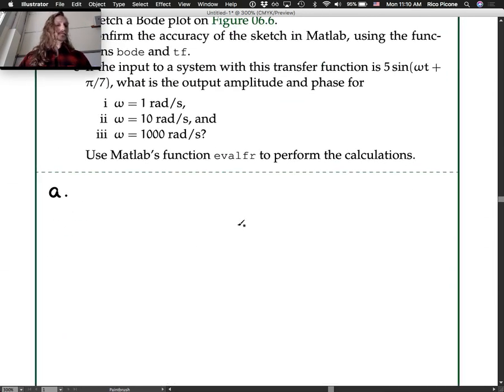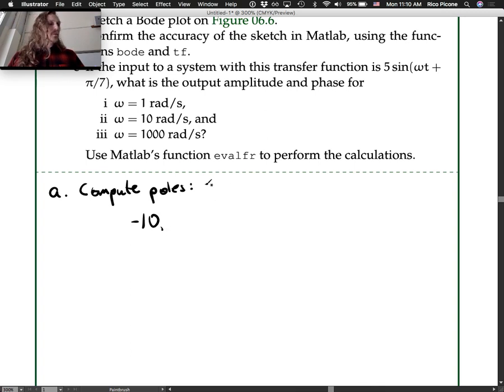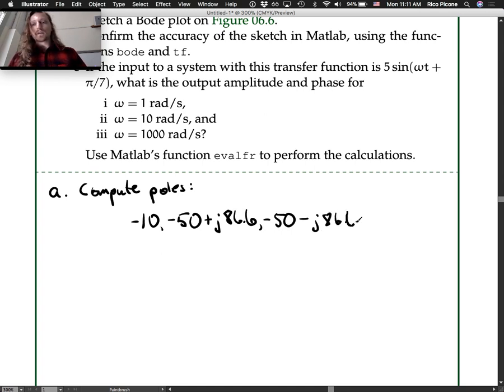So first we compute the poles, and for this system, I went ahead and computed them. You can use anything you want. You could solve a cubic equation or whatever you want. There ends up being one real pole, negative 10, and two complex conjugates. So negative 50, that's the real part, plus j86.6, and negative 50 minus j86.6. So those are our three poles.